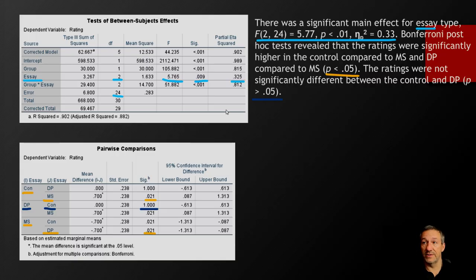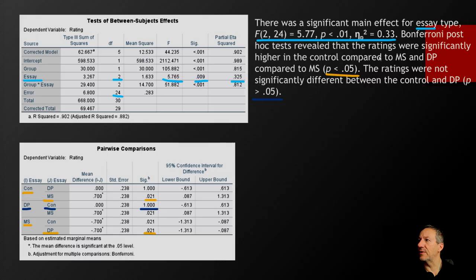We could, if we wanted to, dig a little bit deeper in there to see where those differences lie. If we did the pairwise comparisons, control to dental pain, control to mortality salience, and dental pain to mortality salience, we'll see that control and dental pain are about the same, but mortality salience and control, and mortality salience and dental pain, are significantly different in those group means.